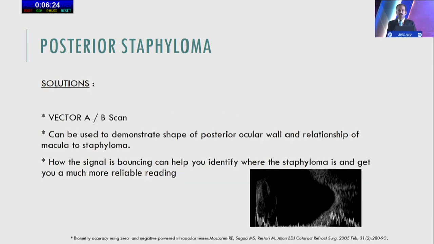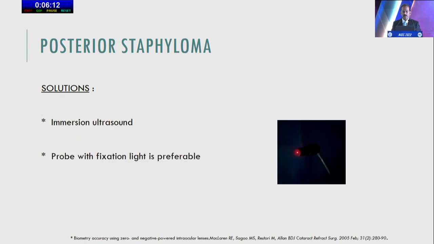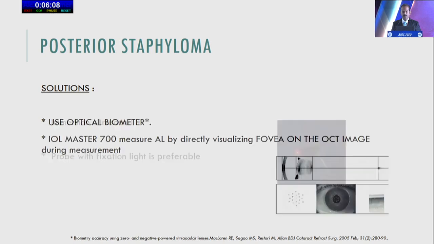The solution is to use a vector A-B scan: do a B scan, locate the fovea, and then do an axial length measurement using the A scan. It can be used to demonstrate the shape of the posterior ocular wall and the relationship of the macula to the staphyloma as well. If it is an ultrasound, it has to be an immersion, and a probe with a fixation light is preferable in these patients.